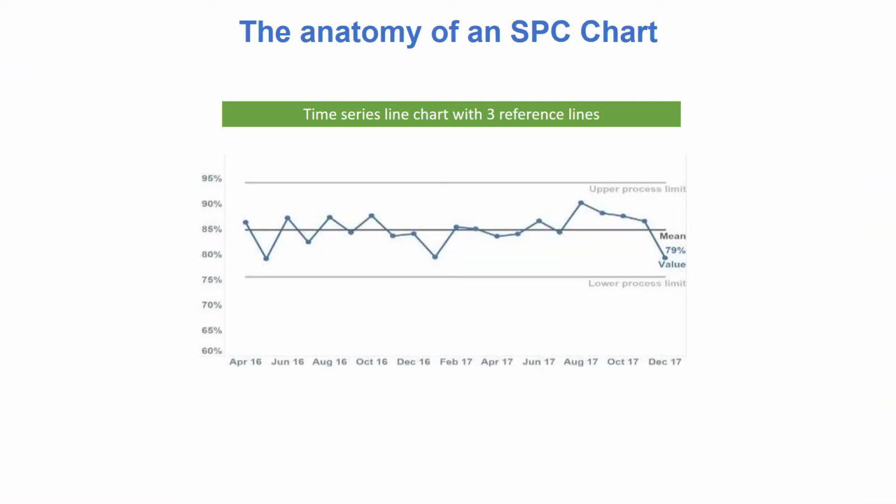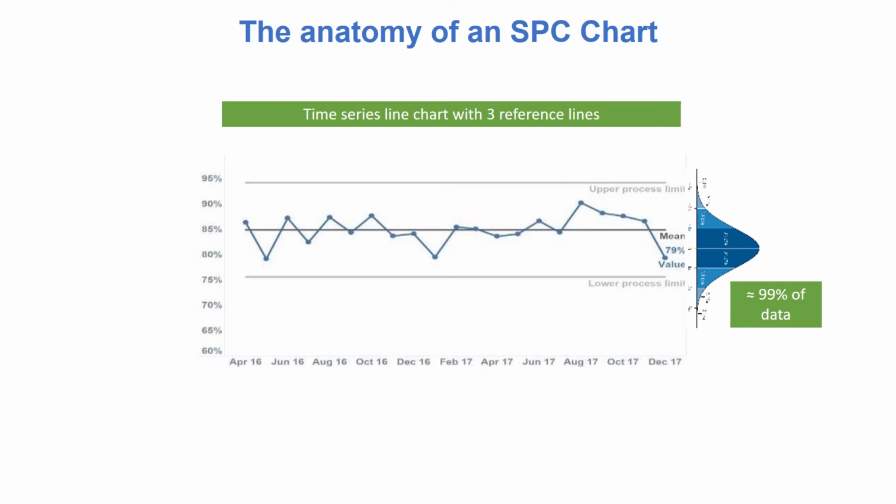So, what is an SPC chart? An SPC chart is a time series graph, a basic run chart with the addition of 3 lines. So what are those 3 lines? Firstly, there's a mean or average line in the middle, and then there are 2 lines called control limits or process limits, an upper and a lower limit.